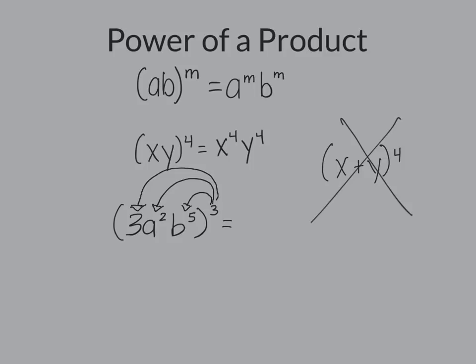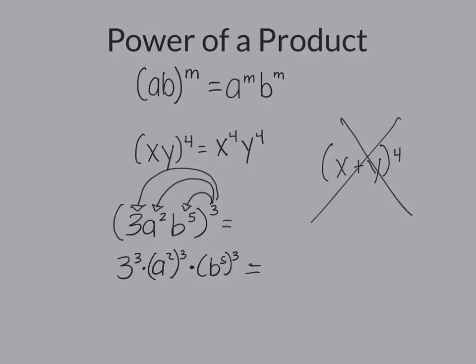So then that would equal 3 to the power of 3. Then we have a to the power of 2 to the power of 3, which in a second here we can use the power of a power rule that we just did on the slide before. Then times b to the power of 5 to the power of 3. So I can simplify this even more.